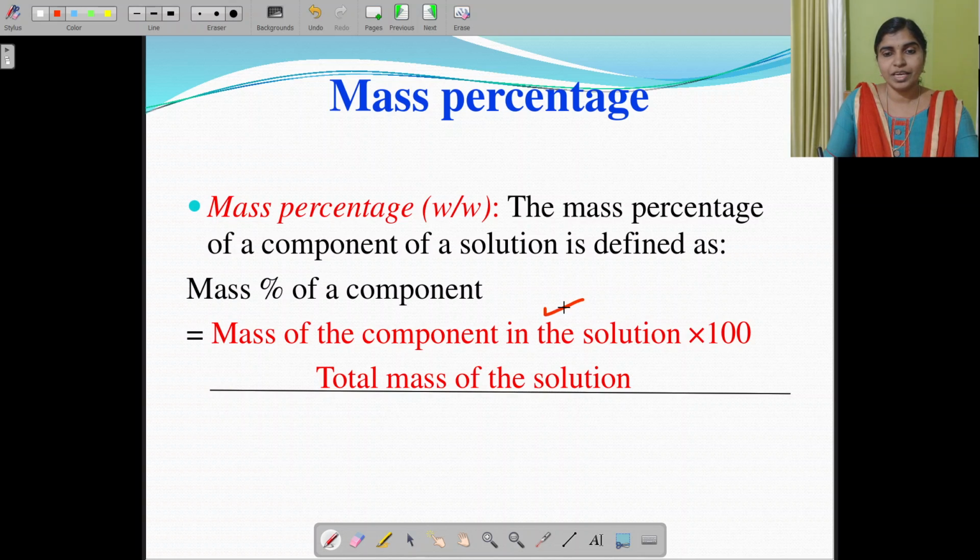That is the method. And this mass percentage is commonly expressed in W by W, that represents weight of the solute and weight of the solution, out of 100. So what is mass percentage once more? That is mass of the solute or mass of any one of the components in solution divided by total mass of the solution into 100.